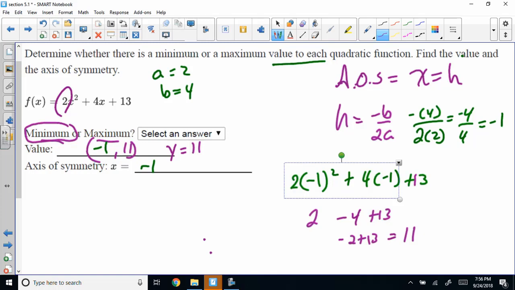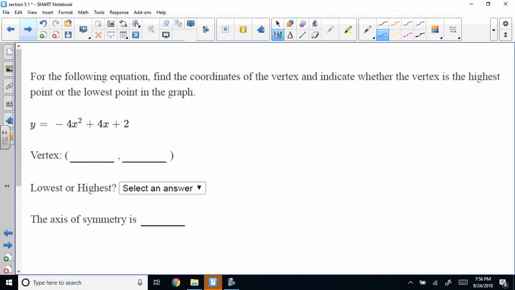Okay. Y'all ready? Give your brains a little bit of time to debrief. All right. So they want you to find the coordinates of the vertex, indicate whether it's the highest point or the lowest point of the graph, and then the axis of symmetry. So what we're going to do is we're going to stop. We're going to give you about a minute head start, and then I'll start and we'll compare, okay?